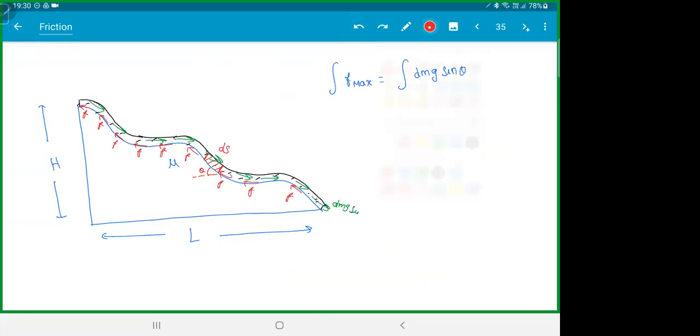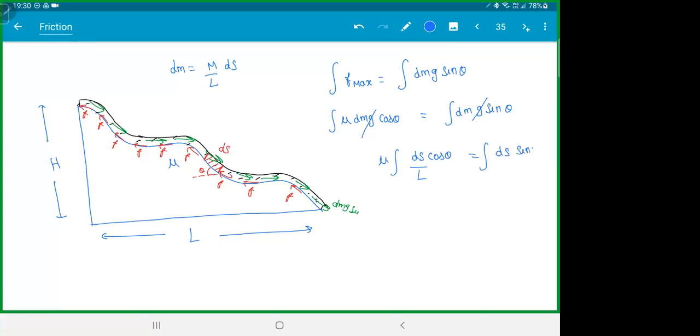So once you got this, F max will be mu dN, this dmg cos theta is equal to dmg sine theta. g cancels, don't cancel dm. dm is nothing but mass by total length into ds. So mu into ds cos theta by L. This will be ds sine theta by L. L cancels. We get mu ds cos theta is dx. This is dy.